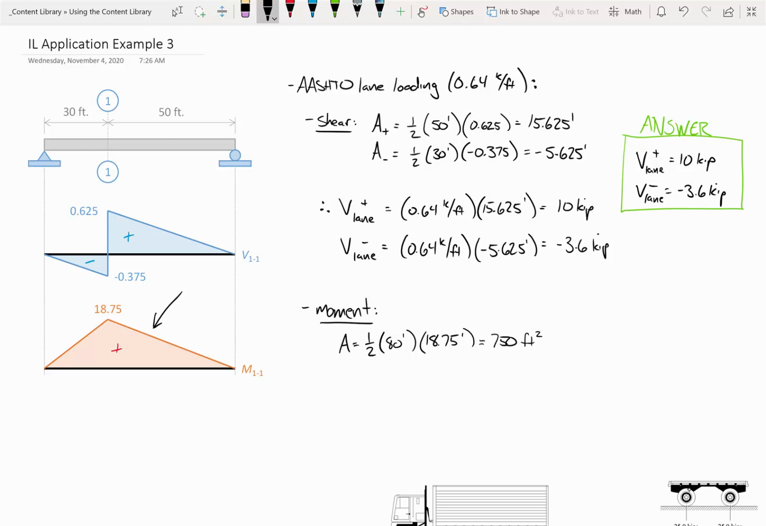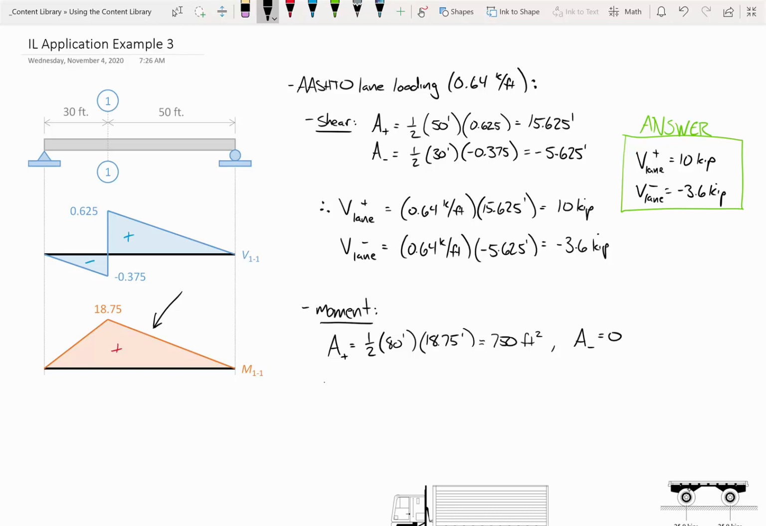So when we looked at shear, we had a positive area and we had a negative area. But with moment, we have a positive area, but we have no negative area. There is no negative area. So maybe what I'll do is rewrite it like this. I'll say area positive equals this, and the negative area is 0. There is no negative area.